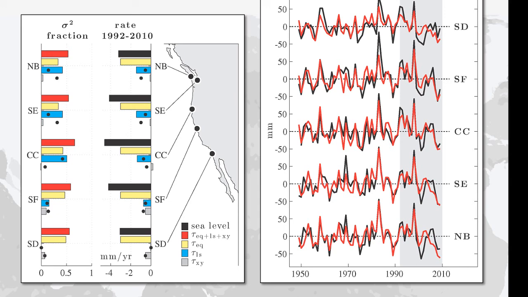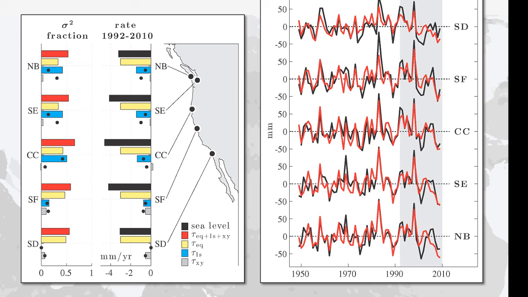But what's interesting is that if you look at these individual contributions, these yellow bars are for the equatorial wind stress. They account for most of the variance of these southern stations. If you look at the more northern stations here, the longshore wind stress becomes important, equally as important, if not more important, than the equatorial wind stress. And that's consistent with what Shelton and Davis and some of those other guys found before.